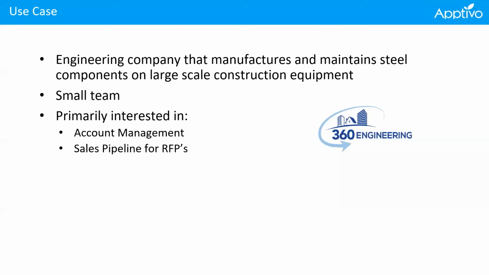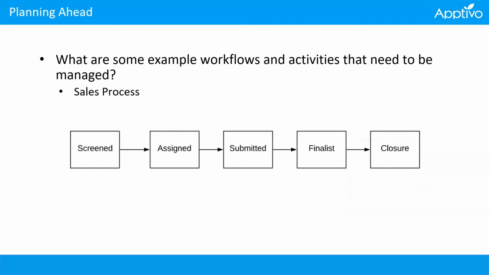So the first thing we'll take a look at is planning ahead. What kind of questions do we ask before we even start with the implementation? A really important and somewhat basic one is: what are some example workflows and activities that need to be managed? It's a pretty simple question, and you can answer it by just creating a simple flow diagram like this one. You want to detail what processes need to be supported in the system.